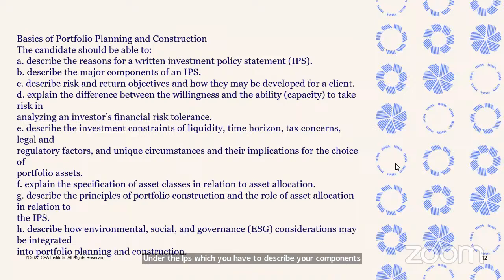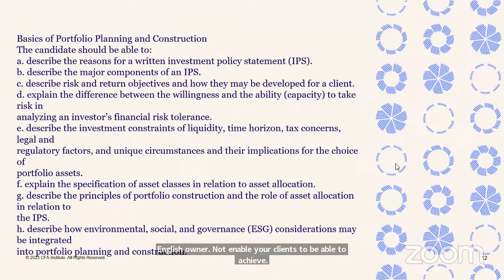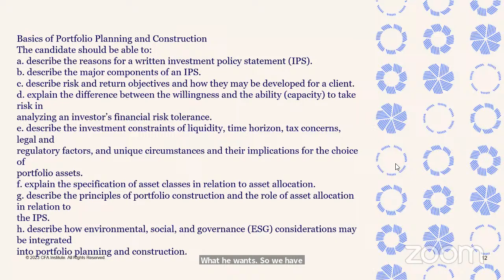Talk about your constraints. That is, what will not enable your client to be able to achieve what he wants. So we have 5 constraints. We have liquidity needs, we have tax considerations, we have time horizon, we have legal and regulatory factors, and then we have the unique factors. Liquidity, talking about how frequently or at what point in time would you need to withdraw from your investment. That is what liquidity needs talking about.